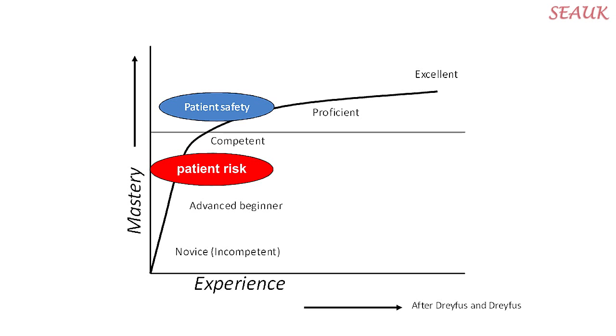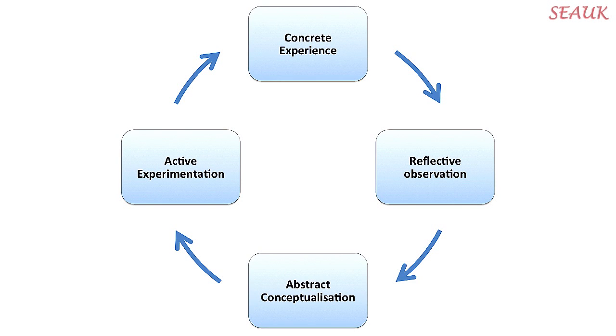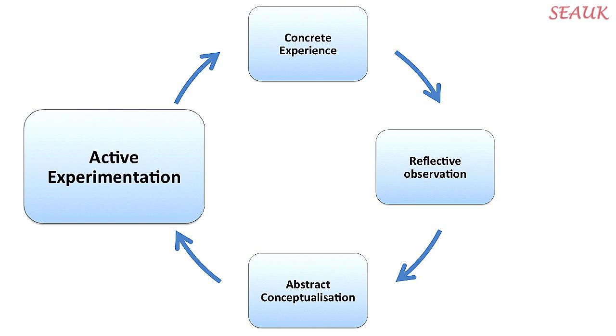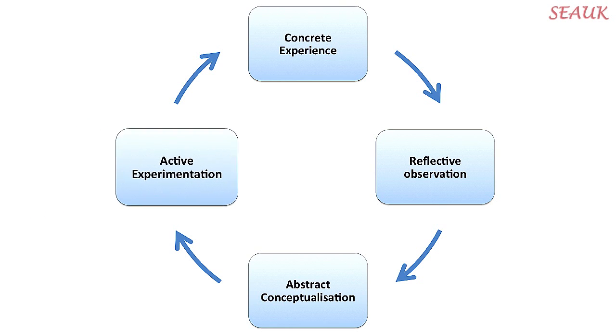In order to accelerate the transition from incompetence to competence, you need to consider Kolb's learning cycle. As a trainer, it is really important that you facilitate this learning cycle for your trainee to take advantage of any learning opportunities. For example, active experimentation, use of mannequins before or after a clinical experience.